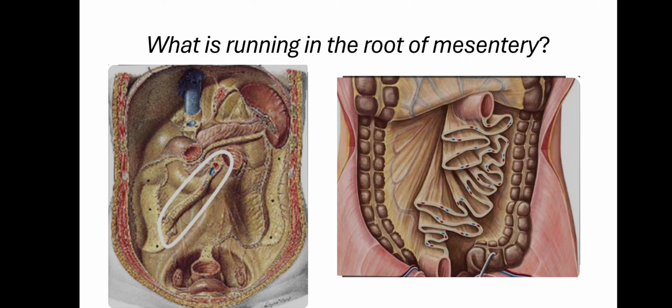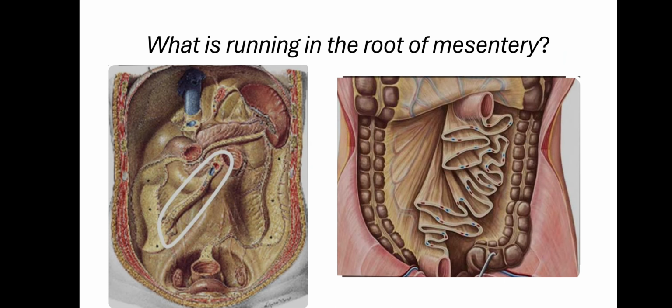So now a little bit about the root of mesentery. The root of mesentery is nothing but the attached portion of the mesentery, from where the fleets of the mesentery are hanging about. The attached portion extends from the duodenojejunal flexure to the ileocolic junction, as you can see in this picture.